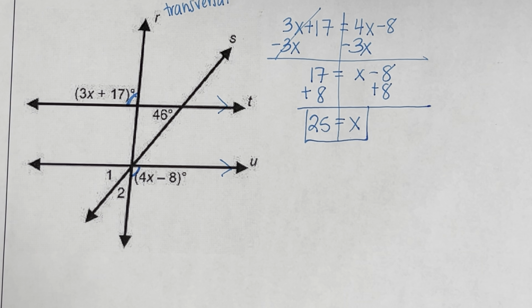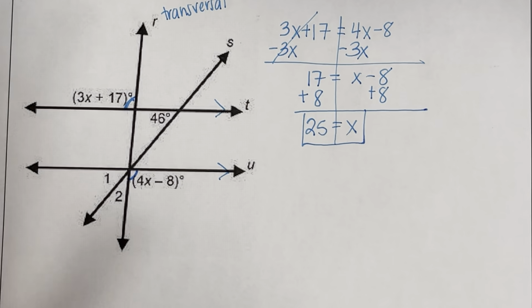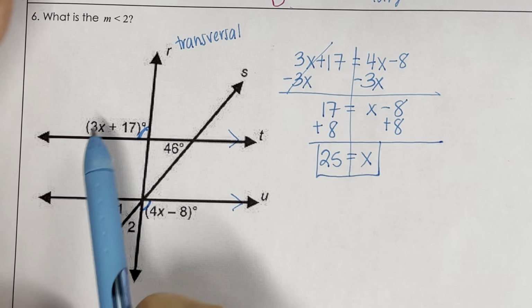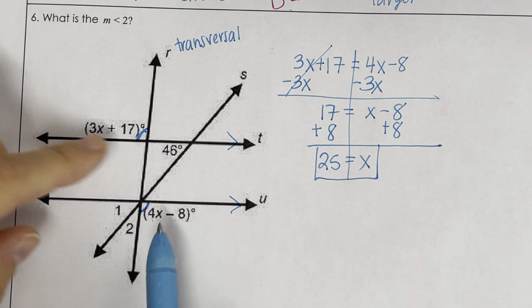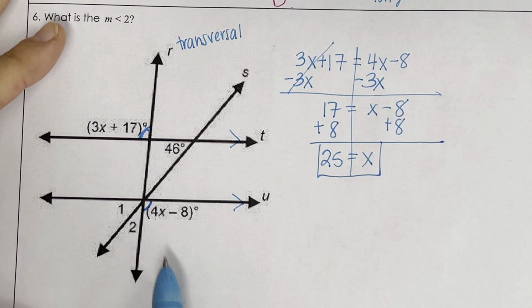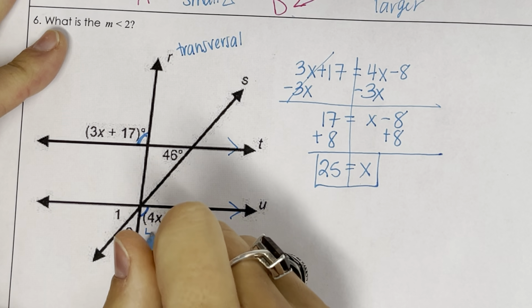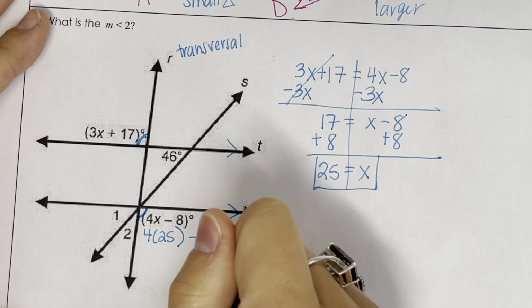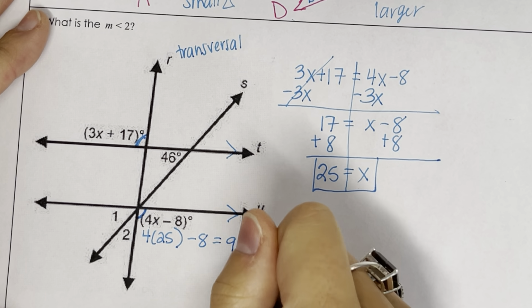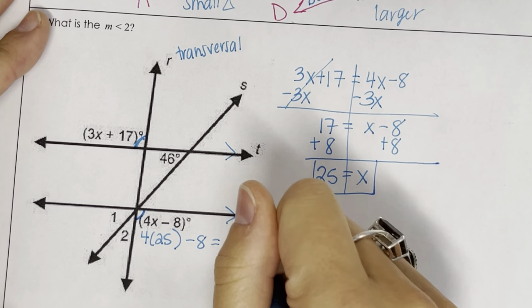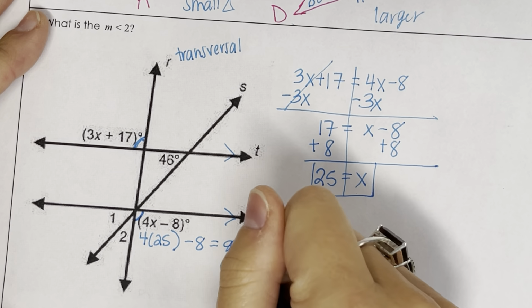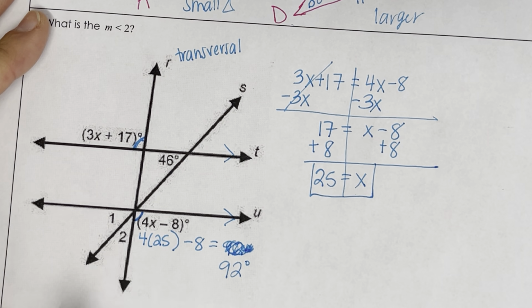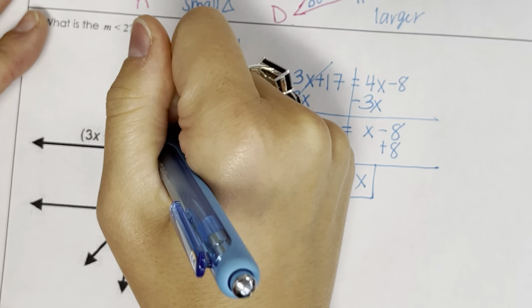So anytime you get a variable, you should always take it and plug it in. I'm gonna plug it in, and it doesn't matter which one I plug it into because these two are exactly the same. So if you wanna plug it in down here, you can do 4 times 25 and then minus 8. That will give you 92 degrees. So this angle here is 92. That means this angle up here is also 92.